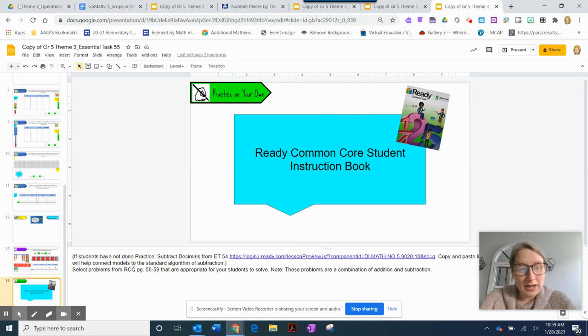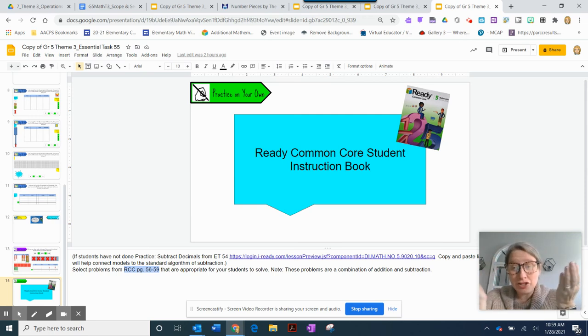And then you'll notice it says Ready Common Core 56 through 59. Pick appropriate problems for your students to solve. Kind of a mixture of addition and subtraction. So if you want them to have a combination of both, have at it. If you just want them to do certain subtraction problems or certain addition problems, you might want to select it that way.